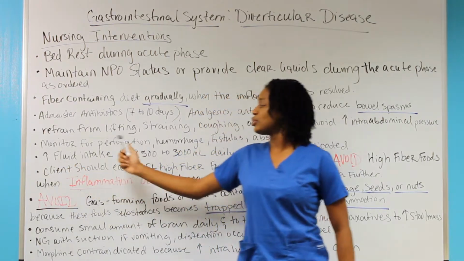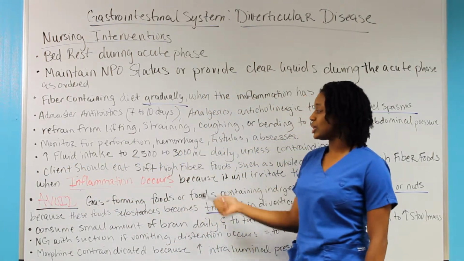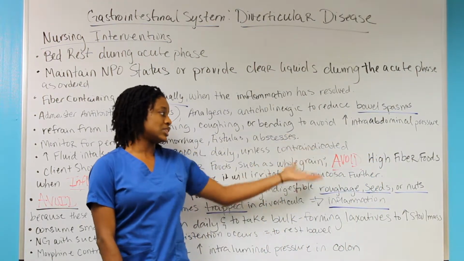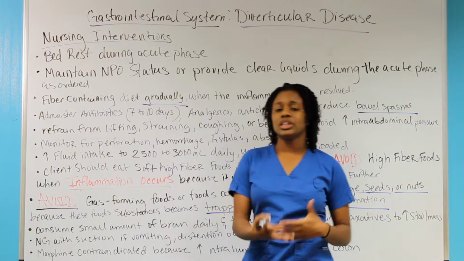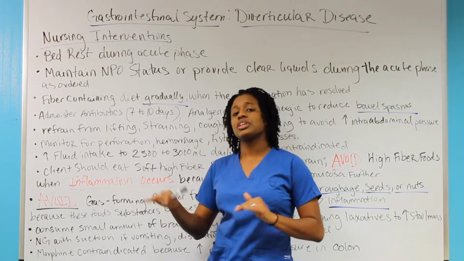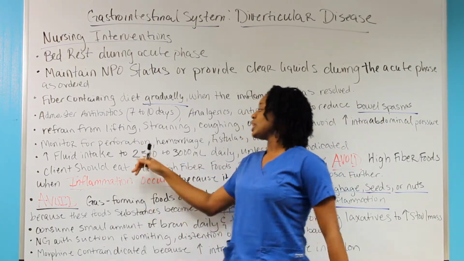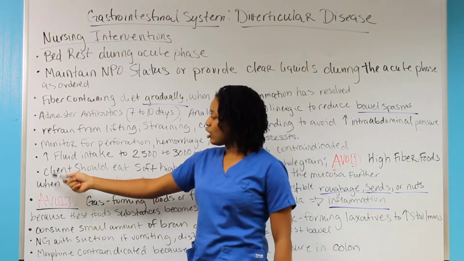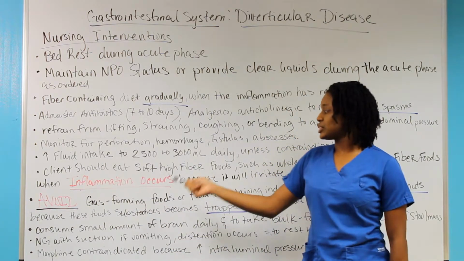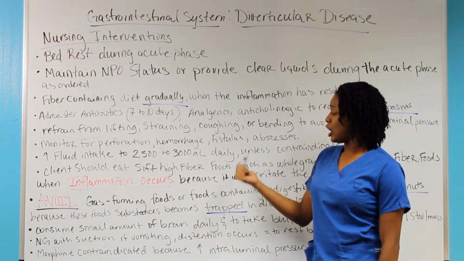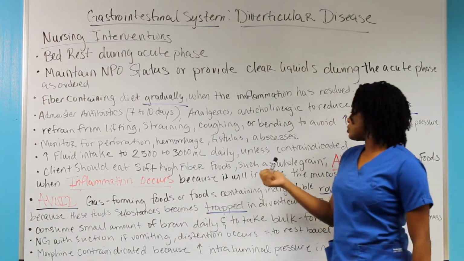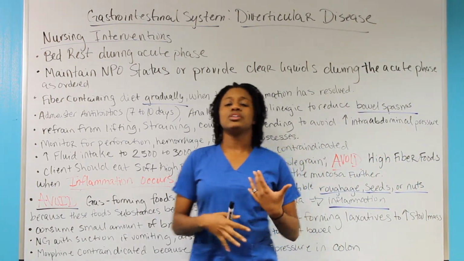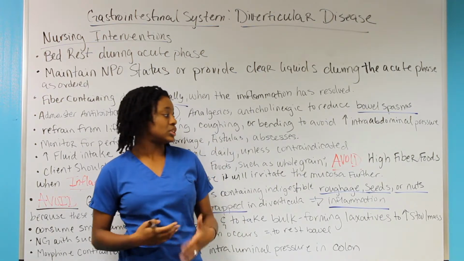Also, you want to increase the fluid intake to 2,500 to 3,000 mLs daily, all right? Unless the doctor said that it's contraindicated, or he gives you where he wants his range to be. But typically, it's 2,500 to 3,000 mLs, okay? Also, the client should eat soft, high-fiber foods, right? Such as whole grain, okay? So those are your fibrous foods, and you want to make sure that they're getting some of those things, okay?